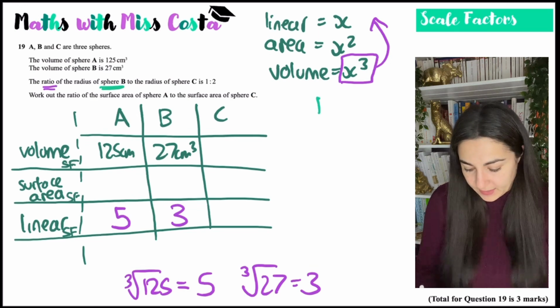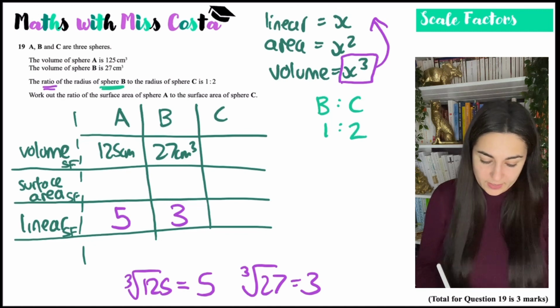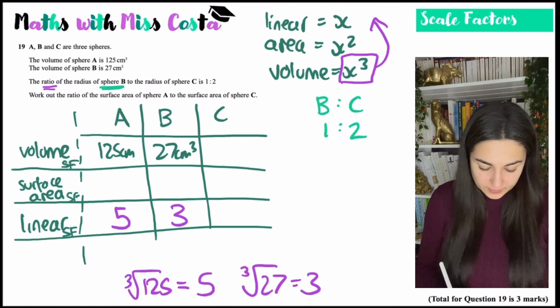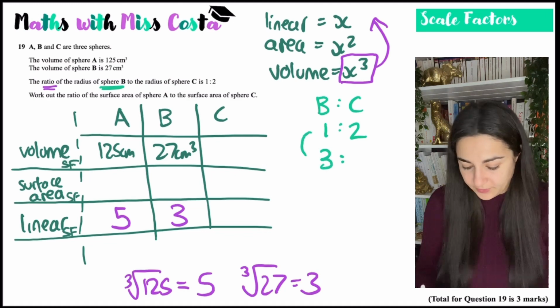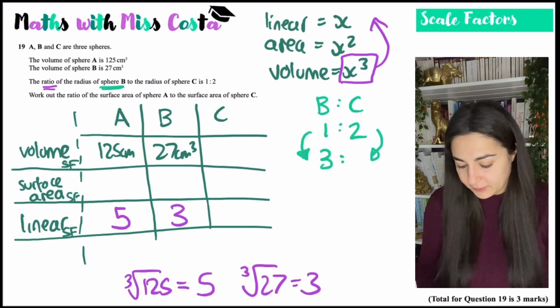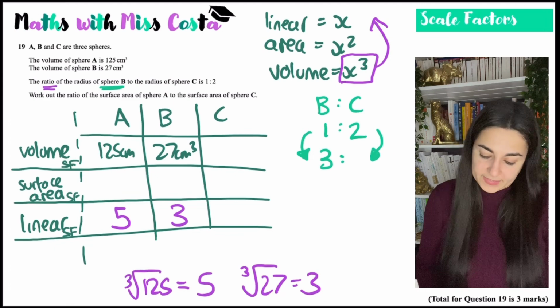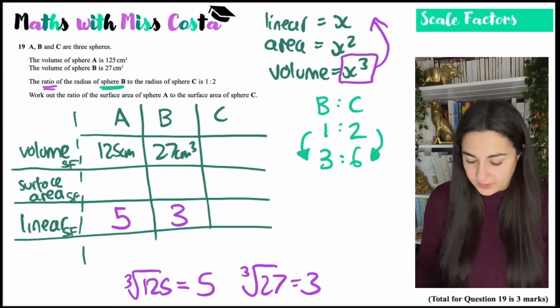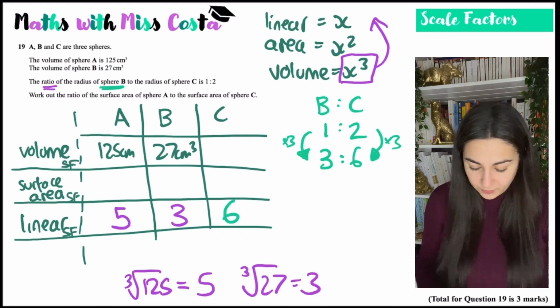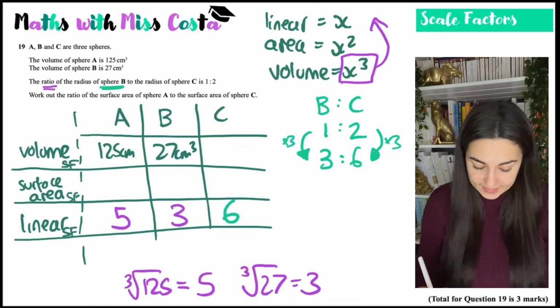So sphere B to sphere C is 1 to 2, and I know that the radius of sphere B is 3. So what I do is I just apply my laws of ratio. That's going to be 2 lots of 3, which is 6. I've timesed both sides by 3. So the radius of sphere C is 6.